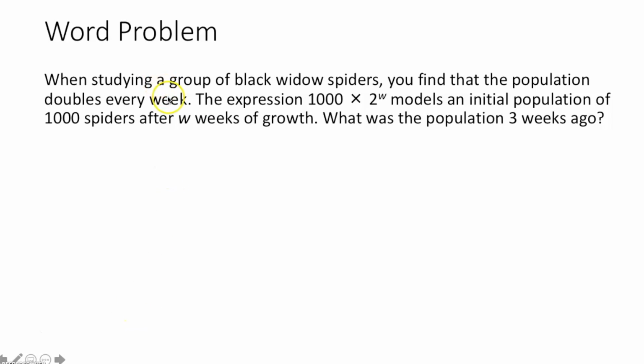Now our word problem says, when studying a group of black widow spiders, you find that the population doubles every week. The expression 1,000 times 2 to the w power models an initial population of 1,000 spiders after w weeks of growth. What was the population 3 weeks ago?